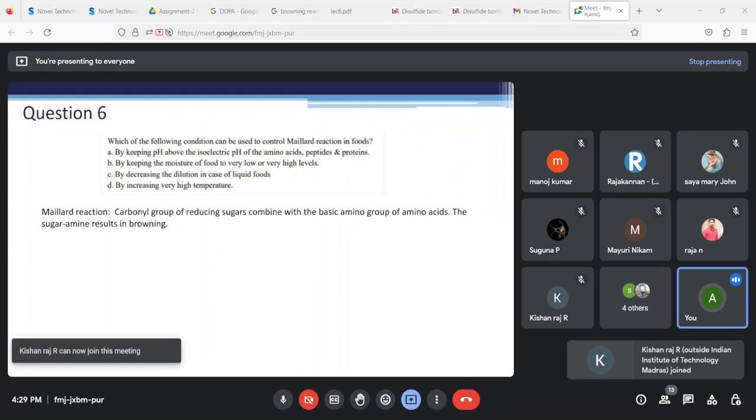So this interferes, that is the protonated amino group in the amino acids will interfere with the carbonyl group, and hence by keeping the pH below the isoelectric point, you can prevent Maillard reaction. But if you keep the pH above the isoelectric point, the amino group will not be protonated and hence it can easily form this sugar amine compound. Is this clear? What happens when you keep the pH below the pI and above the pI?